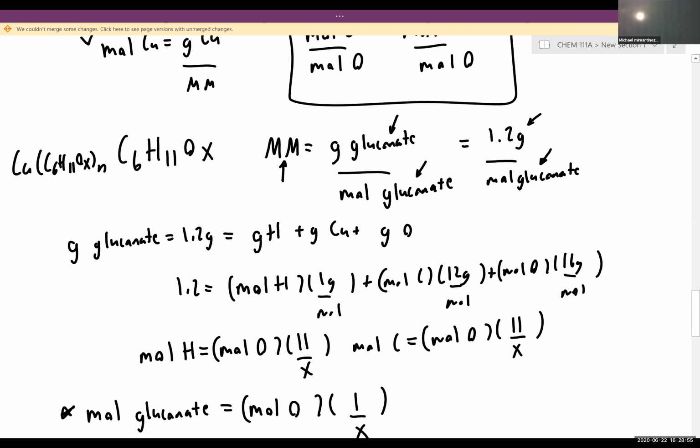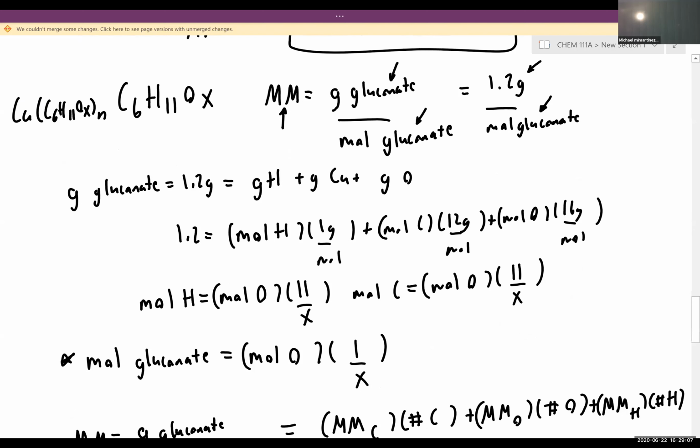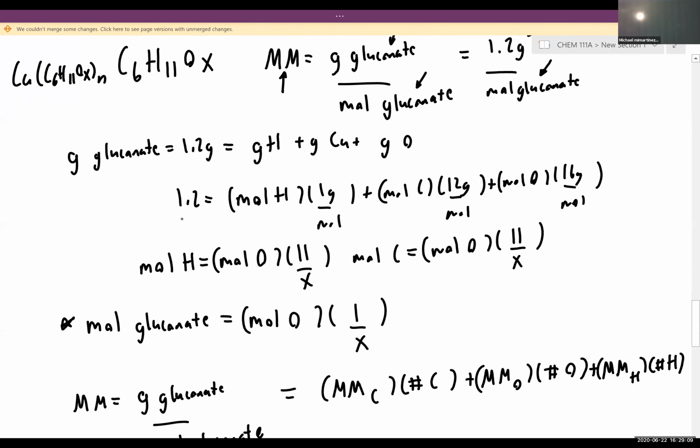Now for the moles of gluconate, we have to use our expression for the total mass and the total moles. So we know that the total mass is the sum of the mass of each of our elements, okay? And we can write the moles of each of our elements in terms of oxygen. That works wonderfully.